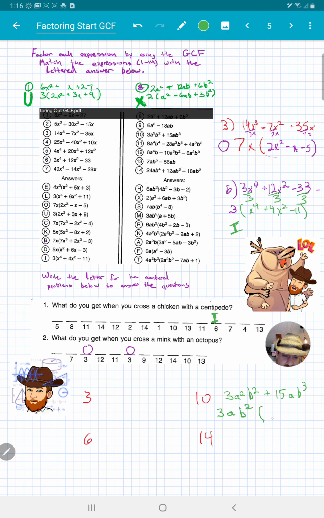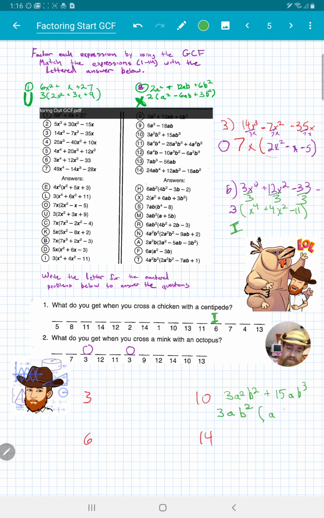So we can accomplish this by just dividing each term by the 3ab squared and see what's left over. When I divide the first one by 3ab squared, 3 divided by 3 is 1. A squared divided by a just leaves us 1a. And b squared divided by b squared, that's going to cancel. So we're just left with a.